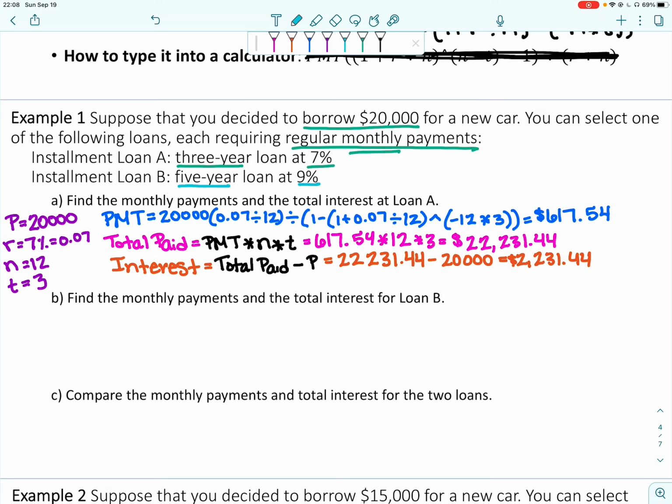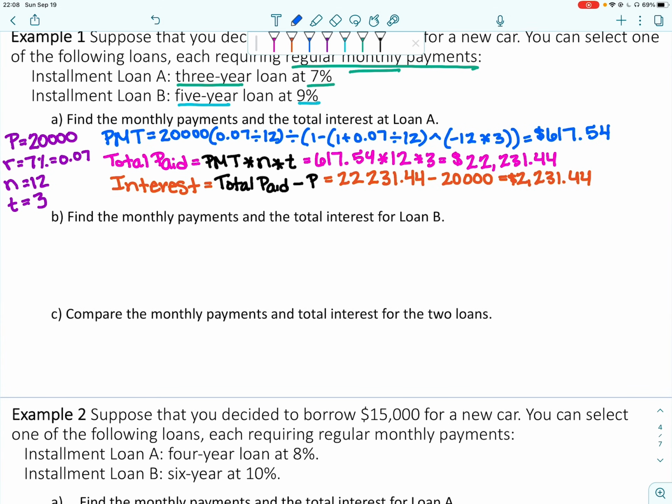I'm going to switch just the blue and the purple so that I can tell these apart. So P is still $20,000. We're still borrowing the same amount of money. I'm still looking at the same car. R, now it's a 9% interest rate if I take this loan. It's still monthly payments, but now they're going to give me 5 years to pay this one off.